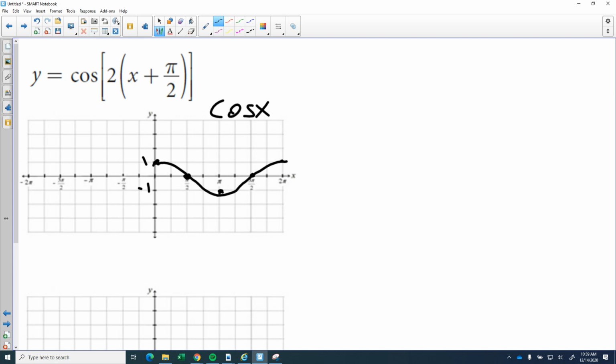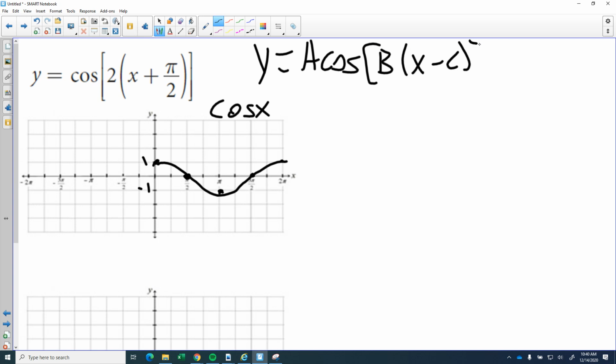Well, now, based off the information, let's talk about what we have. So if my equation is y equals the amplitude times cosine of bx minus c plus d. In this case, we do not have an amplitude or a vertical translation. We have that b value, which helps us find the period, and we have that phase shift or that c value, which makes it go left or right.